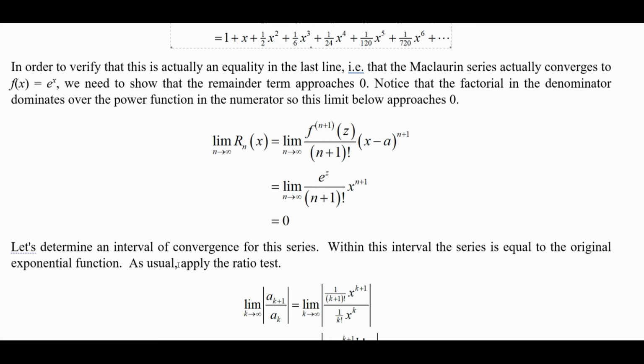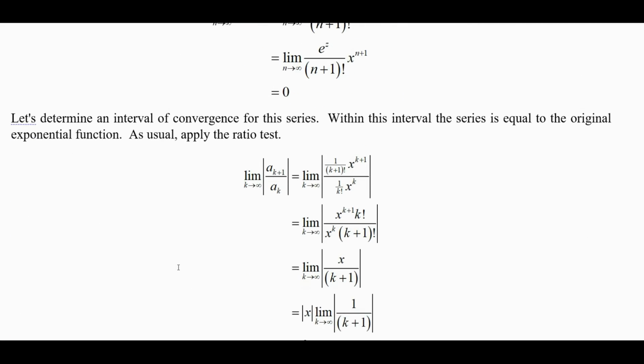Okay, let's determine an interval of convergence for this series. Well, let's do the ratio test. So within this interval of convergence, in the domain of this series, it should be equal to the original function. So as always, we get the k plus 1 term over the k term. This part here cancels out. It just leaves you the absolute value of x.